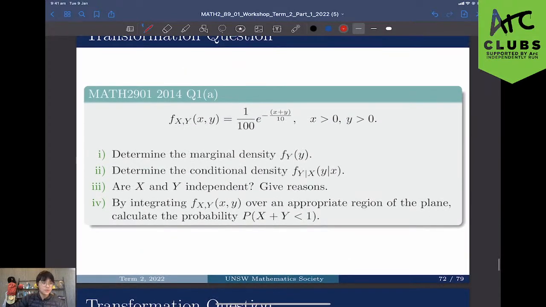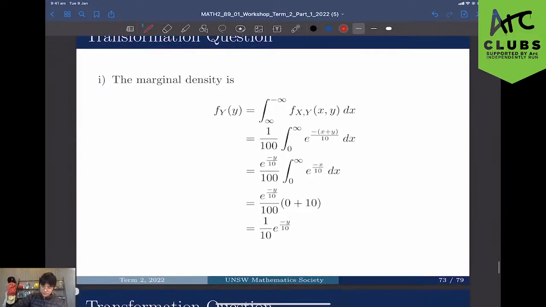So here we have this joint density function, and calculating the marginal density, we're just going to integrate with respect to x over x's domain, which is 0 to infinity. So we can do that. So yeah, I just quickly did this.